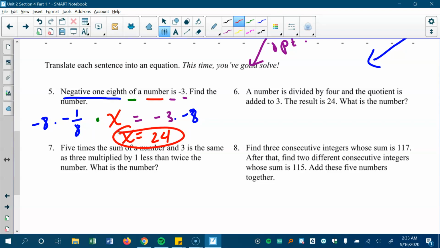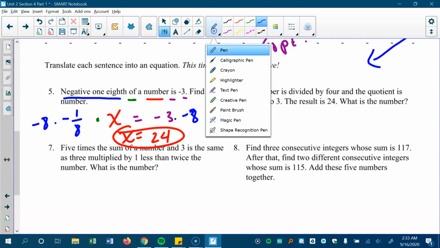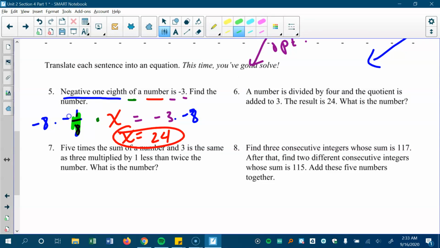The reason I multiplied here is because this 1/8 is actually division. And if I want to do the opposite to solve, I need to multiply, multiply by what I divided.